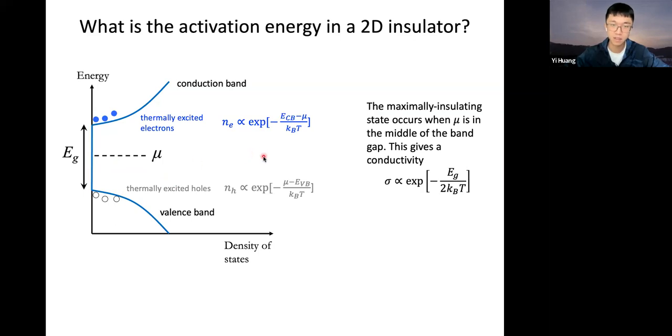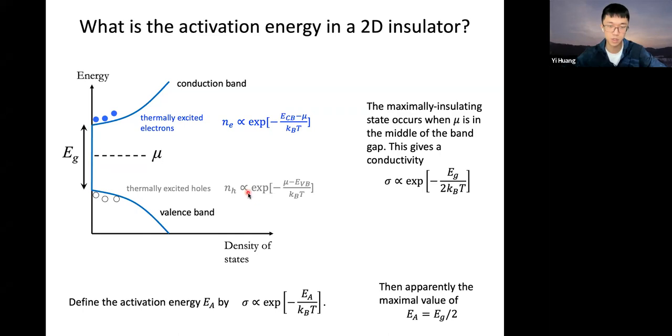Experimentally, they can measure the resistance, and they will find resistance peaks if they vary the chemical potential properly. This maximally insulating state occurs when you put your chemical potential right in the middle of the band gap, such that you minimize the carrier density, which is the sum of electrons and holes.